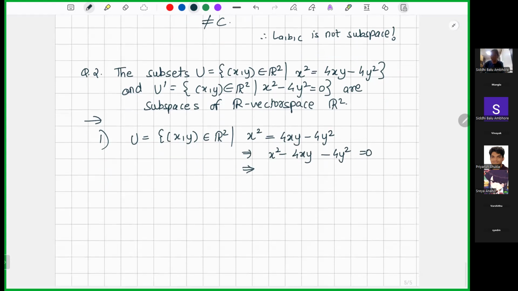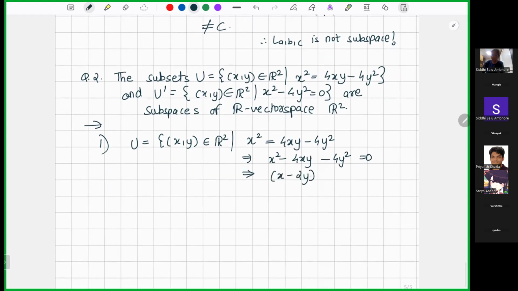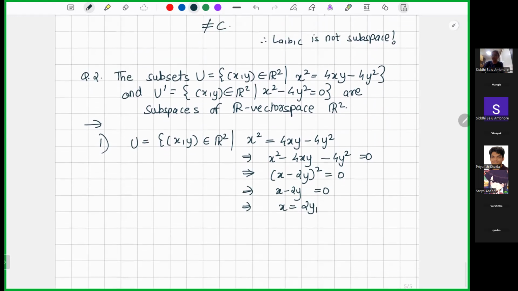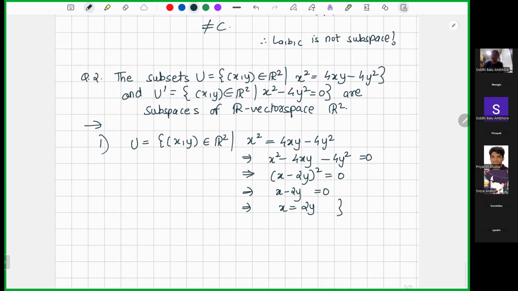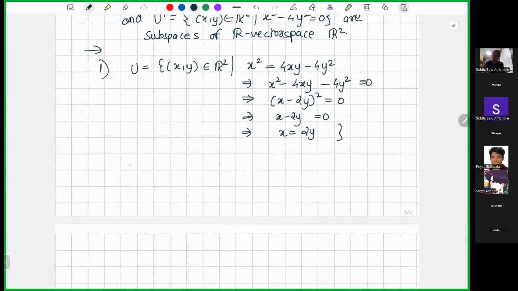So this is my x minus 2y whole square. But again, we are in real numbers. So if the square of a particular number is 0, then that number needs to be 0. So this x minus 2y must be 0. So this gives me that x must be equal to 2y. So this set U actually boils down to this set, xy in R2 such that x is equal to 2y.